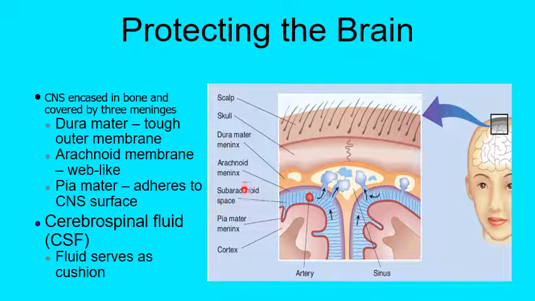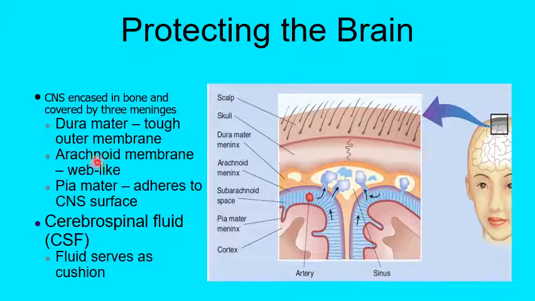The subarachnoid space contains large blood vessels as well as the CSF, or the cerebrospinal fluid. The purpose of the CSF is to cushion the brain within the skull. It also serves as a shock absorber for the central nervous system. It also circulates nutrients and chemicals filtered from the blood and removes waste products from the brain.